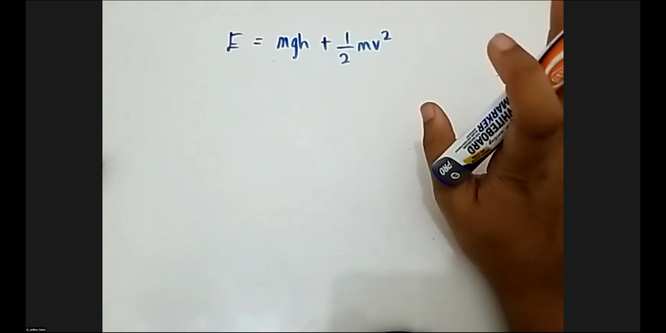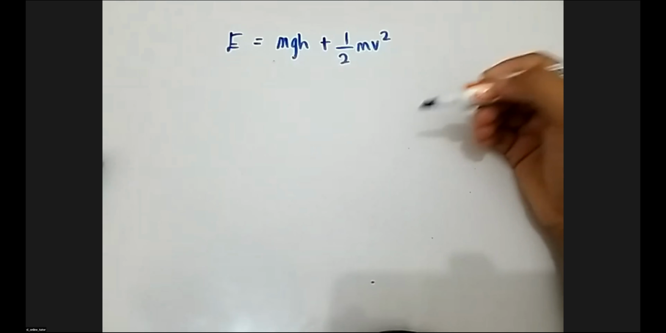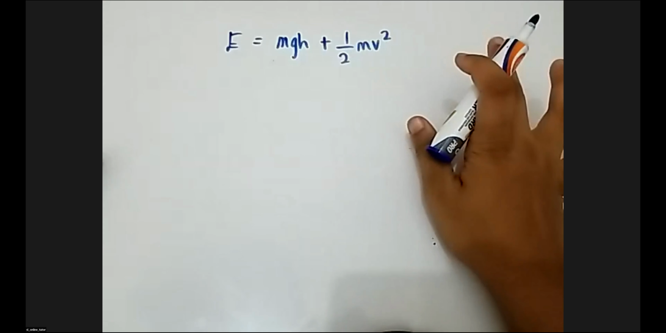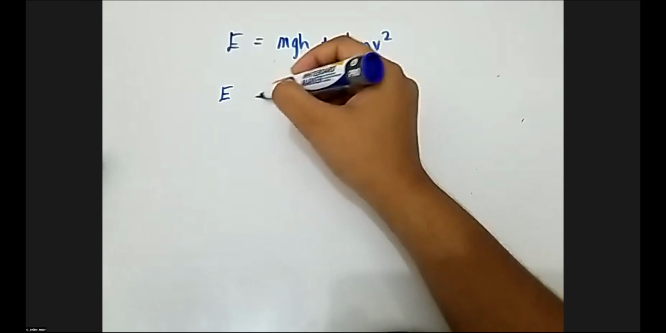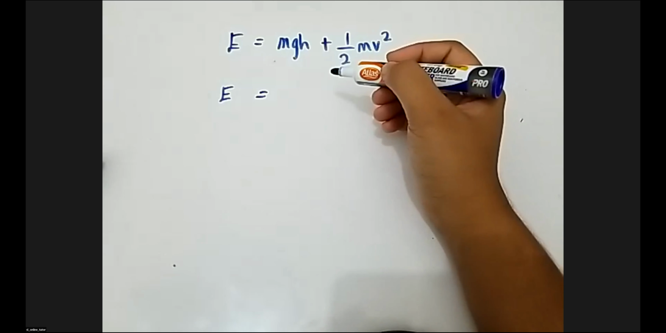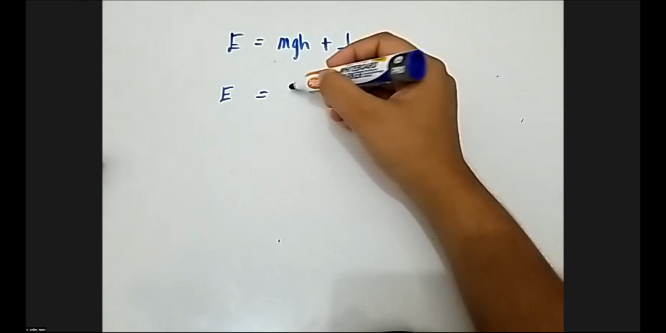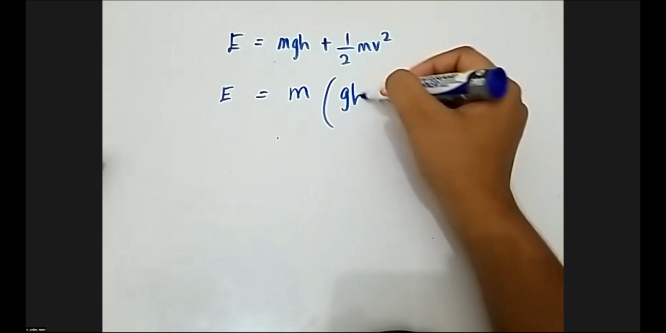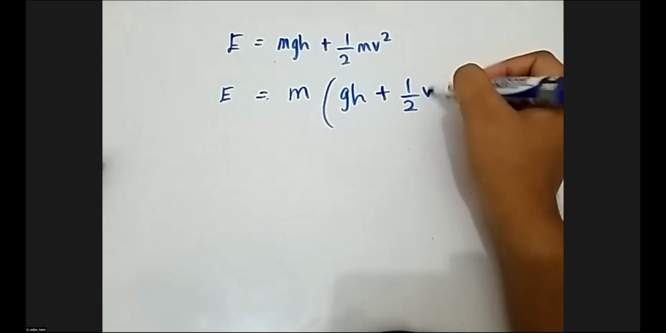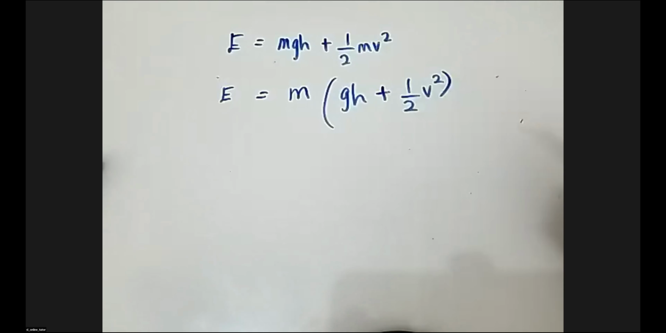Okay, look at the board. Express the mass of the object. M should be the subject. Can you see two m's are there? You have to be very careful in doing this question. First, I'll write down: I'll take m out as a common term, m times (gh plus half v squared). Did you understand this one?